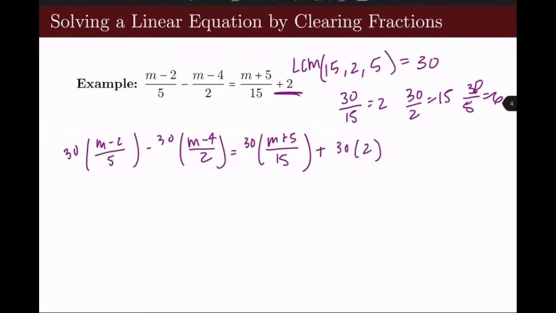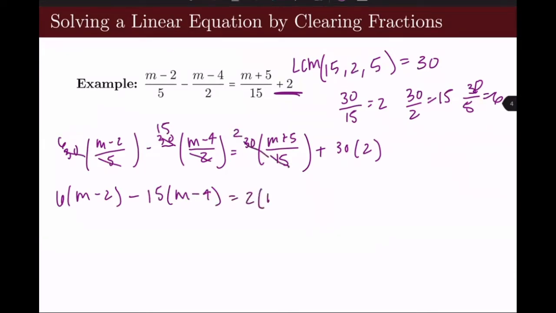Okay, so now we know that 30 divided by 5 is 6. So I'll have 6 left over here times m minus 2. We know that 30 divided by 2 is 15. So I'll have 15 left over here. 30 divided by 15 is 2. So 2 times m plus 5 plus, and then 30 times 2 is 60. Now this is a much nicer equation that we know how to solve. It's similar to the previous example.